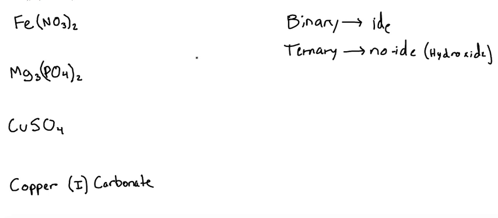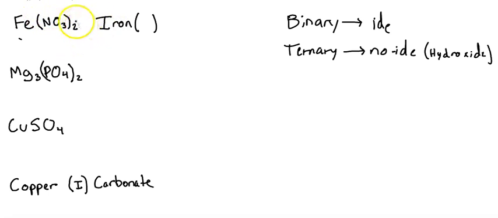So if you look at our first example, we have Fe(NO3)2. We start out by looking at the metal. We know it's a transition metal, iron, and it's a transition metal, so we need to put our parentheses in. And by memorizing our polyatomic ion chart, we know that this NO3 here in the parentheses is nitrate.